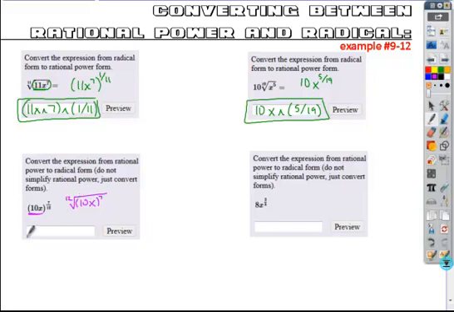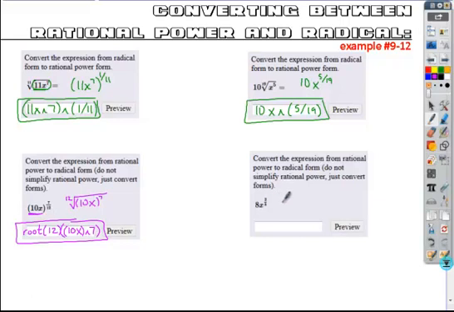And so when you enter this, you would enter it as root. The index is 12, and then the whole quantity 10x. And again, because this whole quantity is being taken to the power of 7, you need a separate set of grouping symbols around the 10x. Okay? And so this would be the entry online.